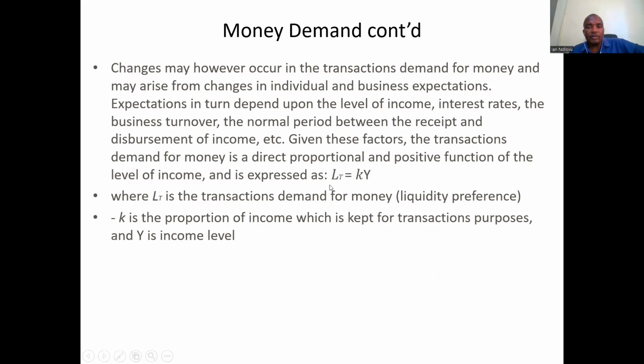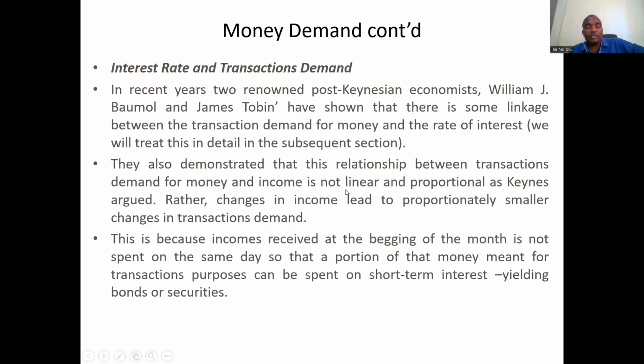So when we are looking at this demand for money, it is directly proportional to changes in national income. As national income increases, we expect this liquidity preference demand for money for transactions to also increase, ceteris paribus, but it has absolutely no relationship with the interest rate. So according to Keynes, the interest rate and transactions demand have no relationship.